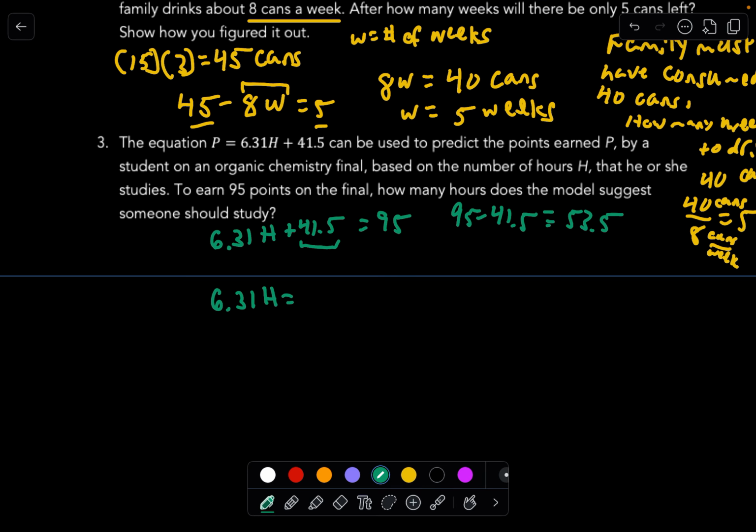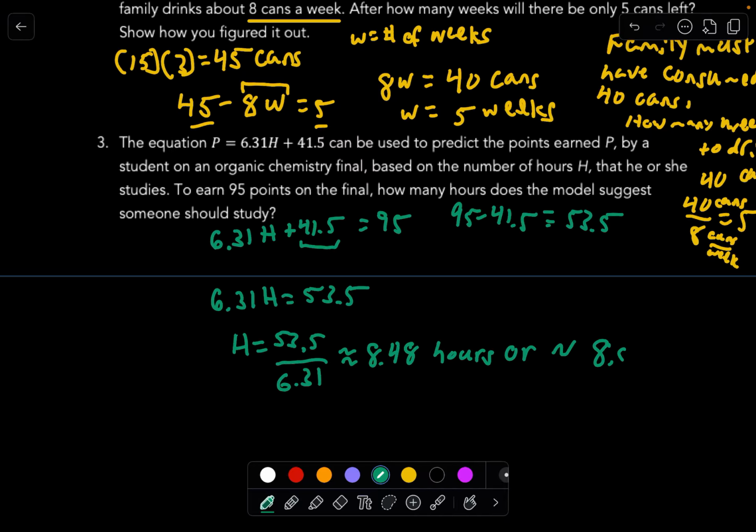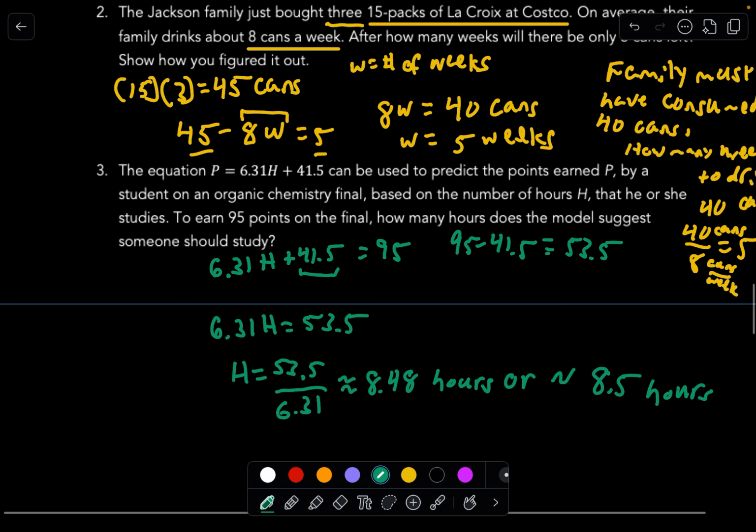So 6.31H needs to equal 53.5. Divide by 6.31, and the number of hours is 53.5 divided by 6.31, which is about 8.48 hours, or about 8.5 hours, if you want to round to one decimal. He must study 8.5 hours.